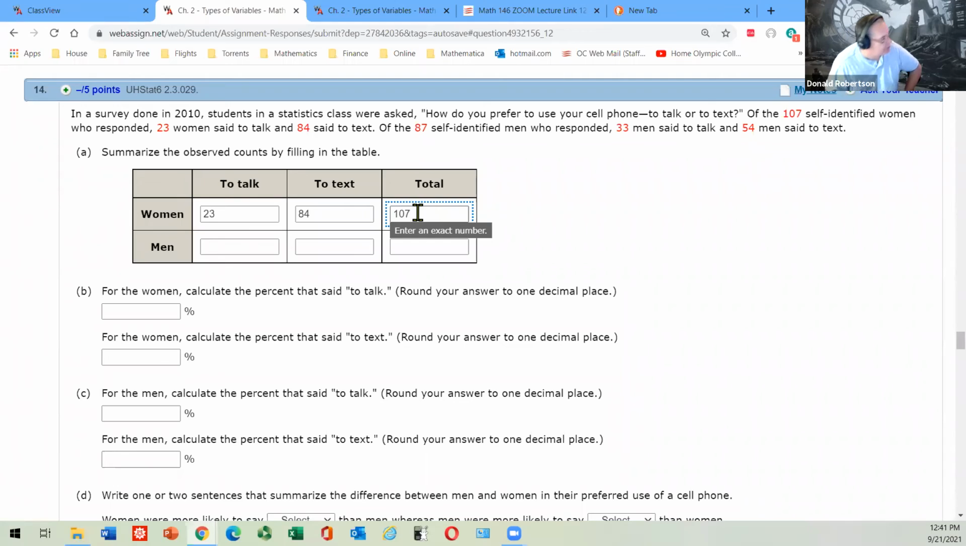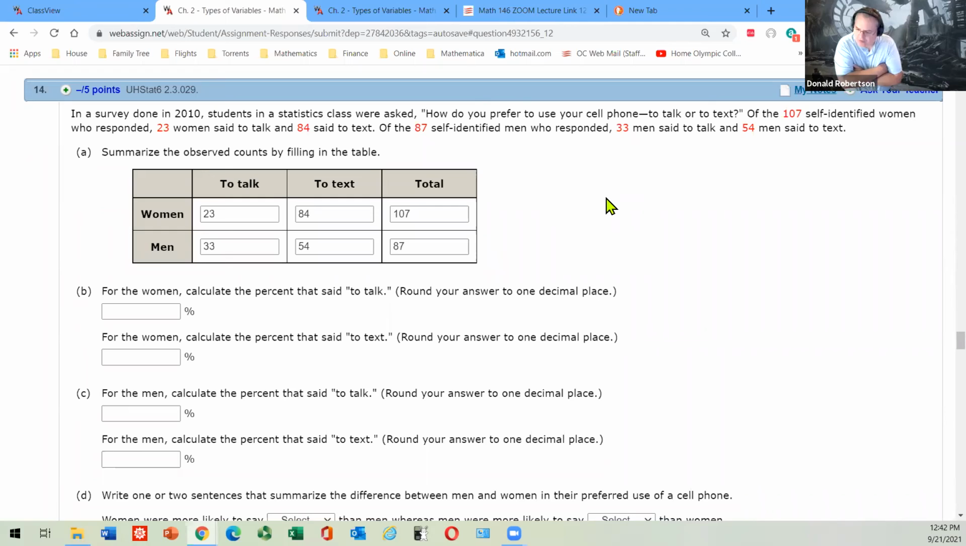So that's good. And then they asked men the same question. When they asked self-identified males, 87 of them said they like to talk. No, it isn't. 87 is a total. 33 said they like to talk, 54 said they like to text, and that added up to 87.